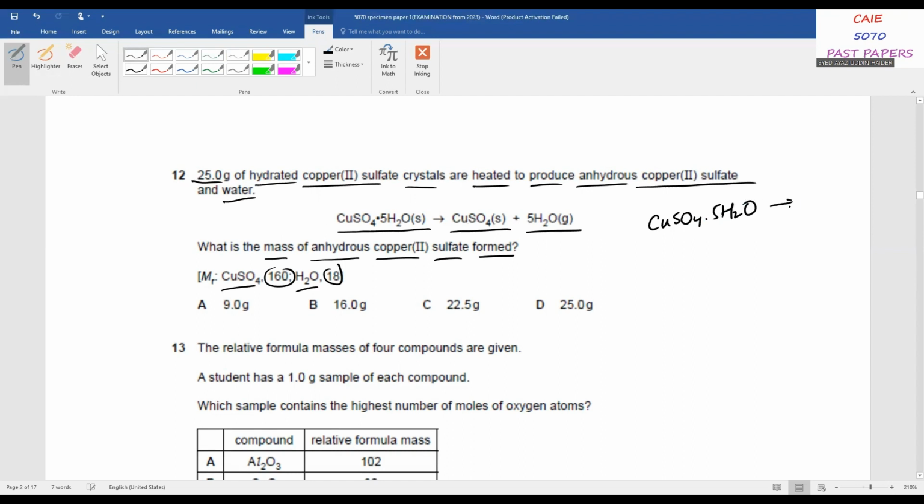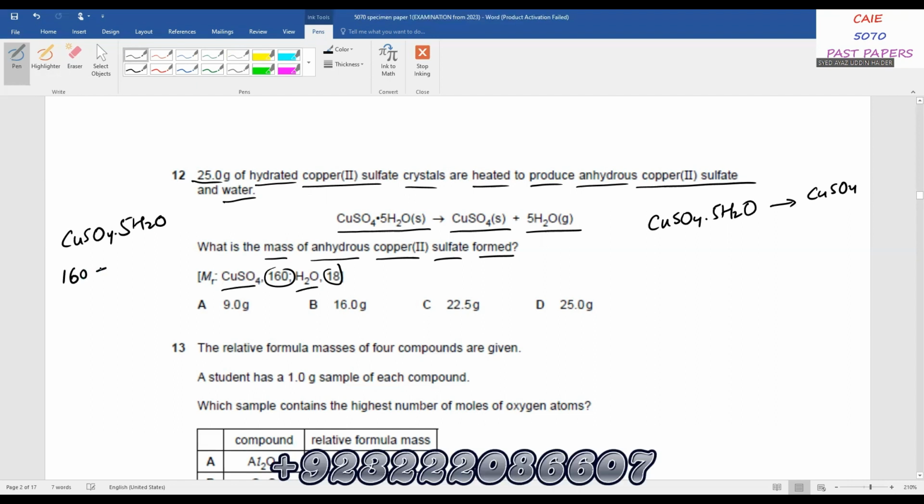CuSO4.5H2O. They are asking the mass of the anhydrous copper 2 sulfate, so I'll write CuSO4. Simply express their MR in grams. First of all, you need to calculate the MR of CuSO4.5H2O. For CuSO4, it's given, it's 160 plus. The MR of water is also given, so you will multiply 18 by 5. What will you get? 5 8s are 40, so it should be 90. So 160 plus 90 should be 250.